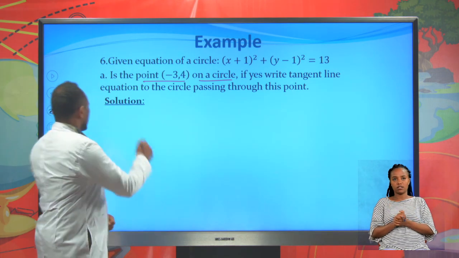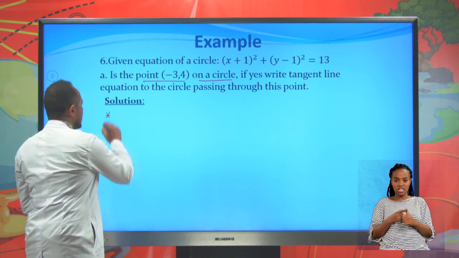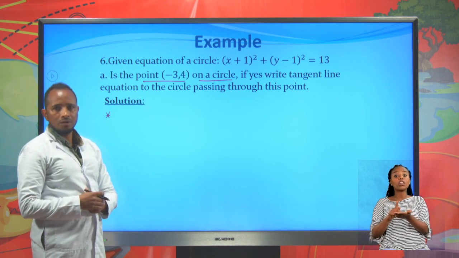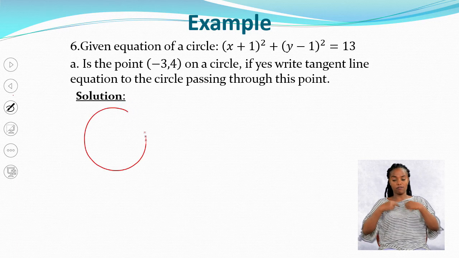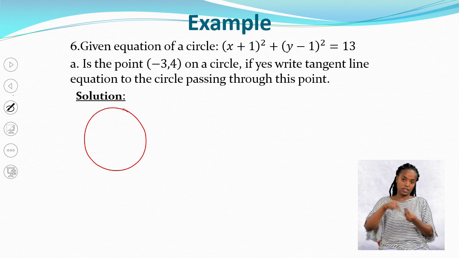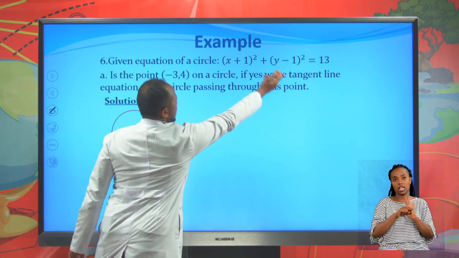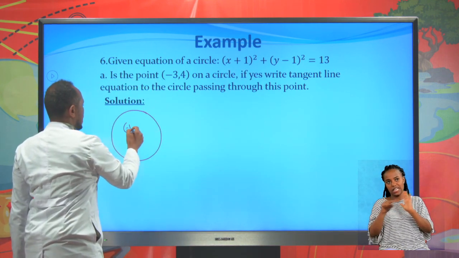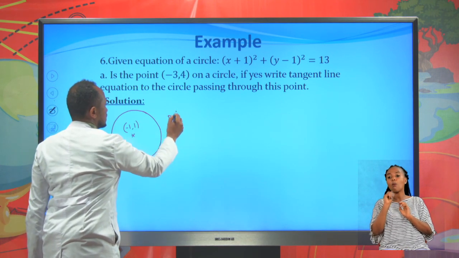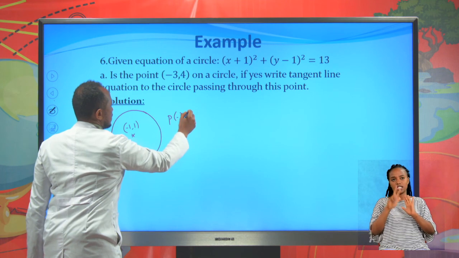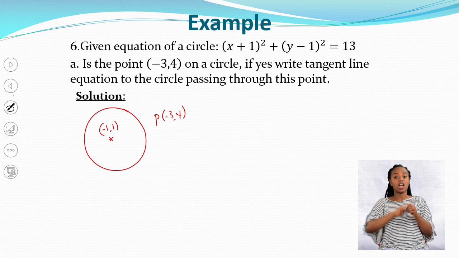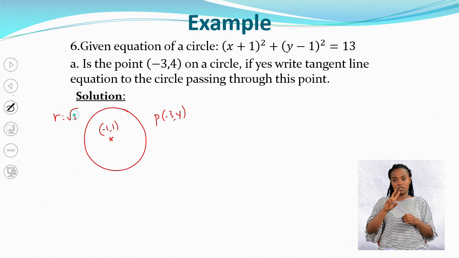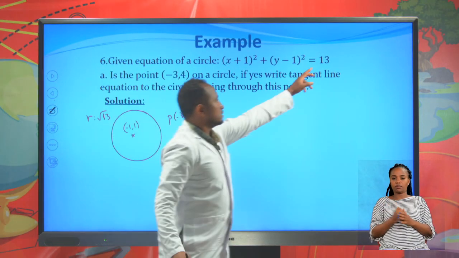So, first, let's check whether this point is on the circle or not. How do you check that? Now we have the circle. The center is given to be negative 1, 1. And the point is negative 3, 4. So let's find the distance between these two. The radius of this circle is given. Its radius is the square root of 13.